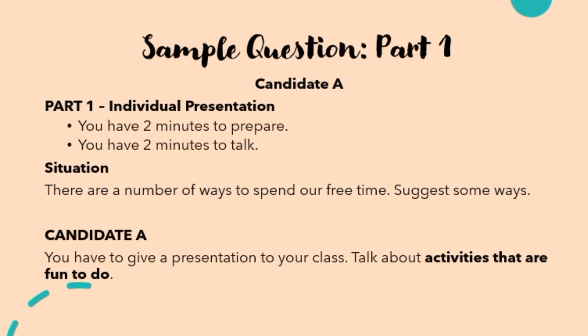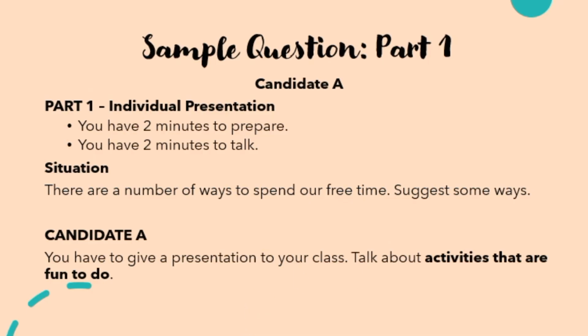Candidate A. Part 1. Individual presentation. You have 2 minutes to prepare. You have 2 minutes to talk. Situation. There are a number of ways to spend our free time. Suggest some ways. Candidate A. You have to give a presentation to your class. Talk about activities that are fun to do.